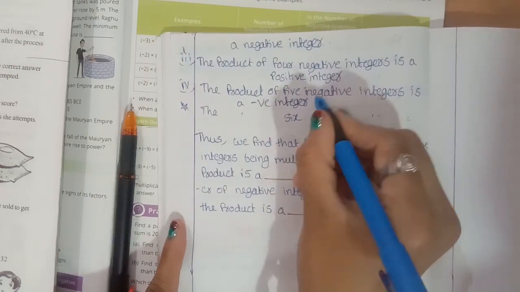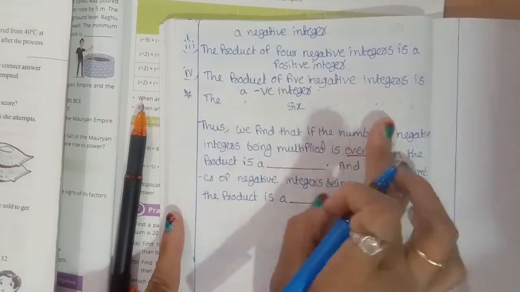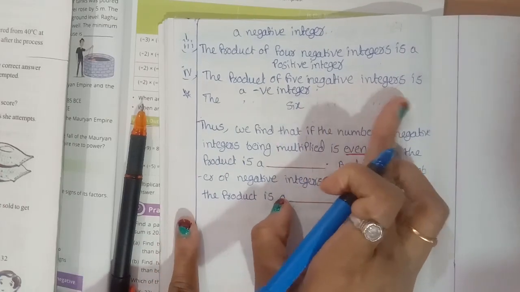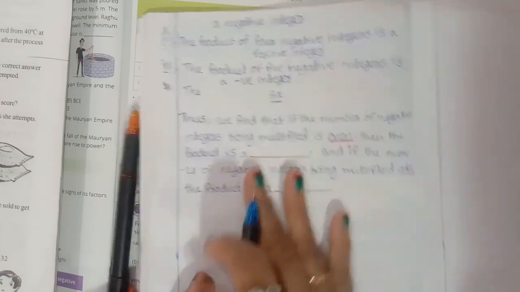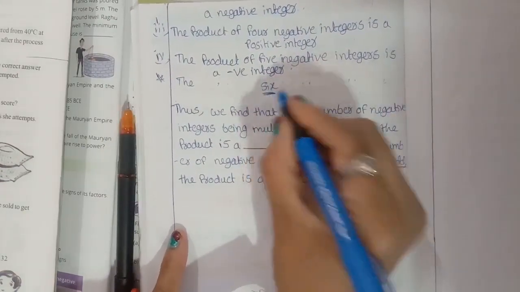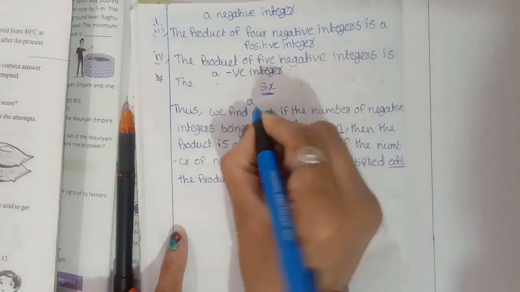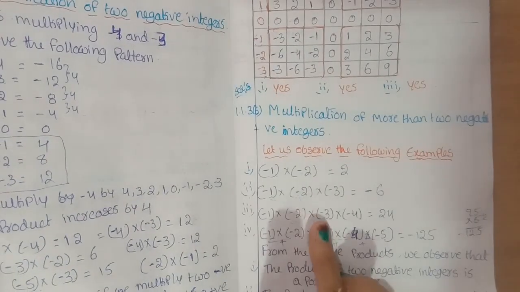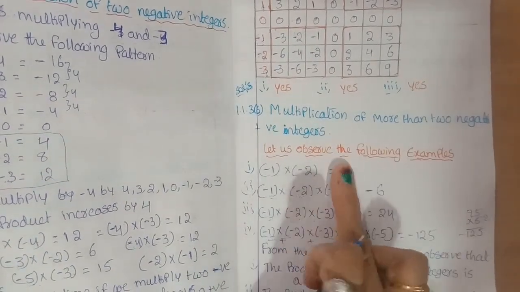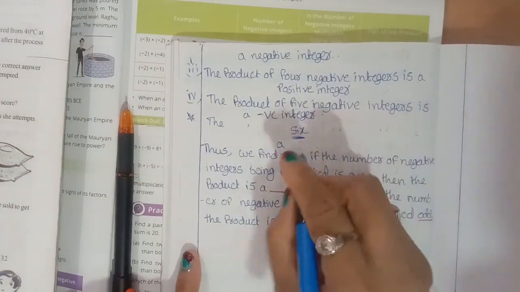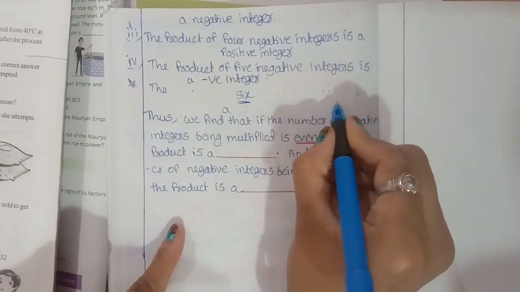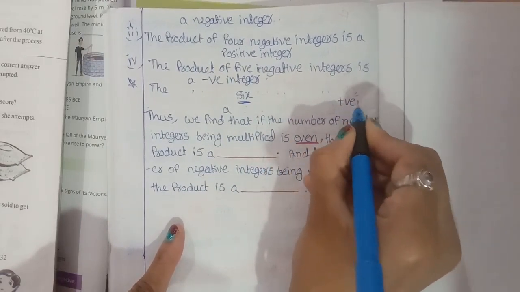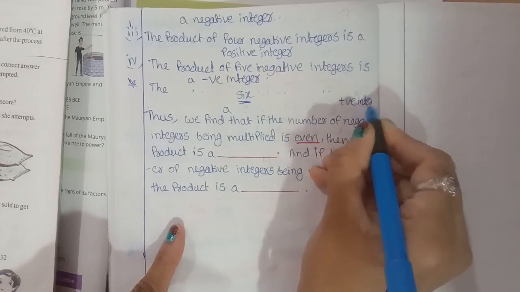Okay, now next the product of 6 negative integers. Is 6 even or odd? Even. So the answer is positive, because an even number gives positive. So the product of 6 negative integers is always a positive integer, not negative. Even gives positive integers.